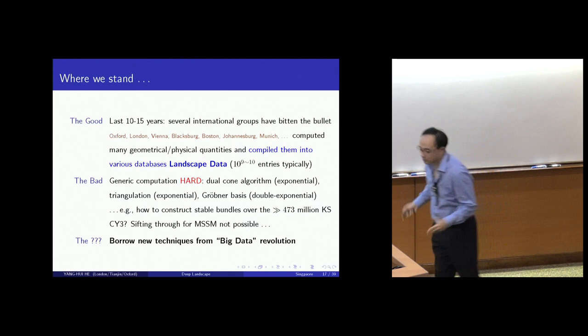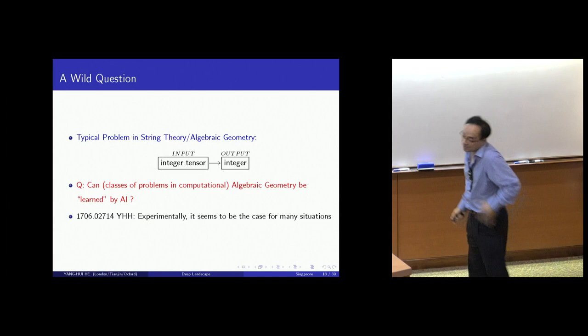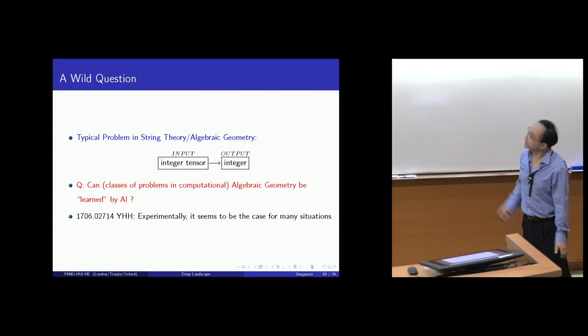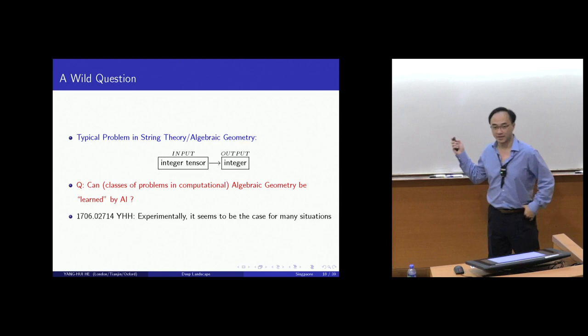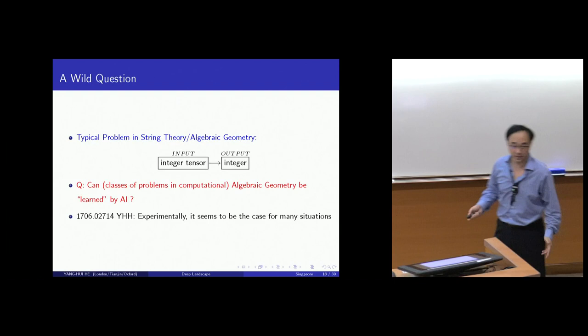So you naturally ask yourself a question, can we borrow the techniques from the big data revolution? So this is a wild question. Since this is the case, I just asked myself, as I was learning AI for my PhD students and postdocs who promptly leave to work in finance, the question is, well, can AI do better than we can do in terms of algebraic geometry? I know they already do better than us in finance, in the stock market, and in the National Health Service, but can they learn algebraic geometry? So experimentally, this seems to be the case in a lot of the problems that we do today.